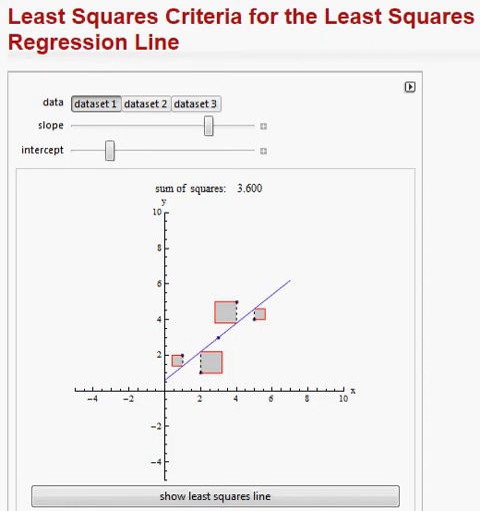So in this session, we are going to discuss least squares criteria for the least squares regression line. I'm using Wolfram Alpha's demonstration website to do this. So we are starting with data set 1, and we've got x and y values. There are 5 pairs of values, 5 blue dots you see, that's a data set. And the slope and intercept here are the slope and intercept of this regression line.